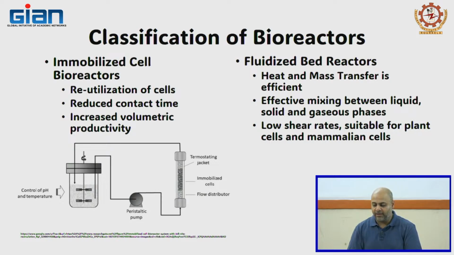In the fluidized bed reactors, heat and mass transfer is efficient because everything is fluidized. So, the transfer of temperature, or the mass movement, would be appropriate. There is effective mixing between liquid, solids, and gaseous phases, and it has a very low shear rate, suitable for plant cells and mammalian cells. So, depending upon the type of host, let us say if you are going to use mammalian cells as a host to grow something, you would like to go for a fluidized bed bioreactor.